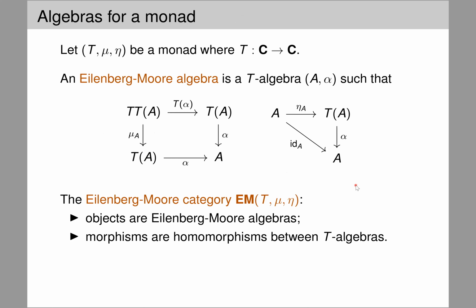Now, if T is a monad, if T is more than an endofunctor, then there are special kinds of algebras called Eilenberg-Moore algebras. And these are algebras with two additional properties, which I will not discuss in detail.